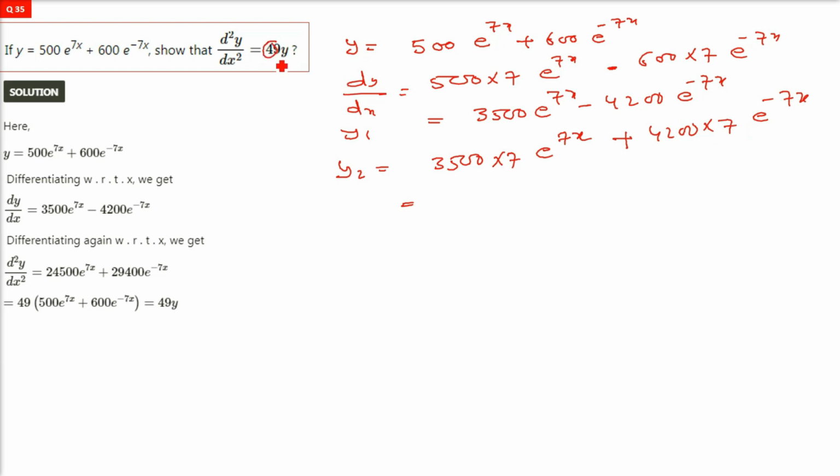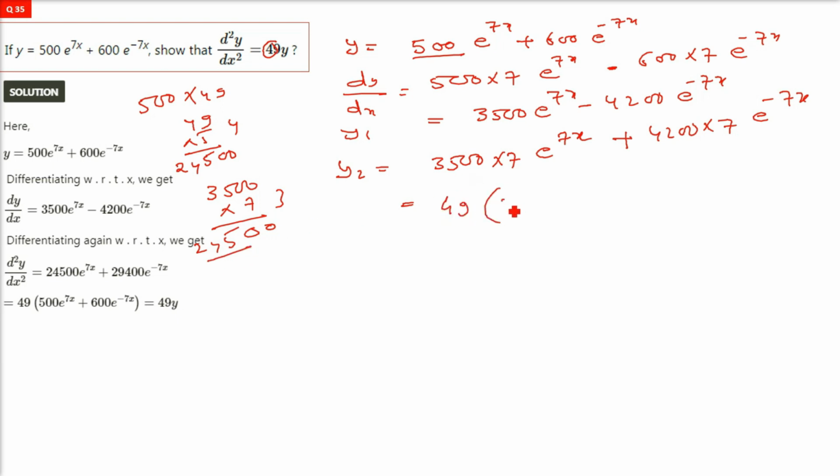You can just multiply these two. But before multiplying, why waste energy? You know that 3500 into 7 is 24,500. 4200 into 7 is 29,400. But we need this in the answer, we need 49. So 49 into 500 is what? 49 into 500, I am multiplying it, you will get 24,500. If you multiply 3500 into 7, again you will get this only. 3500 into 7 is 24,500.